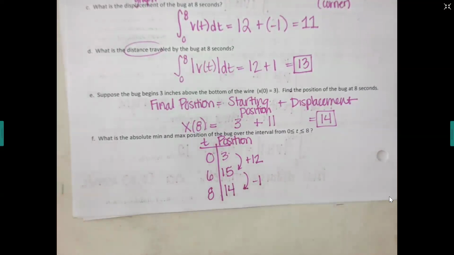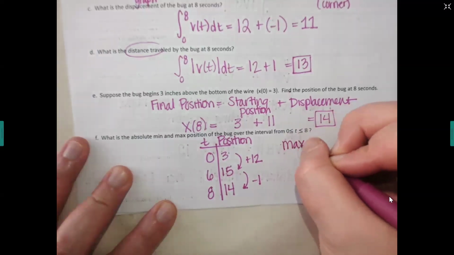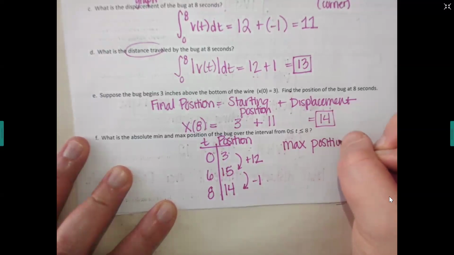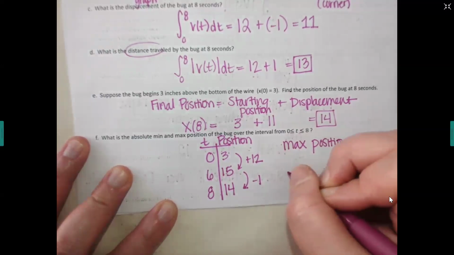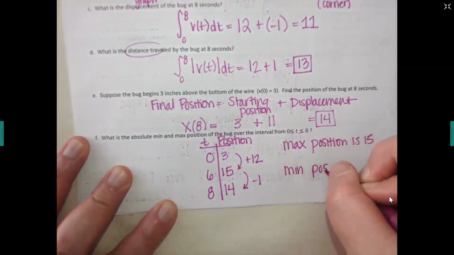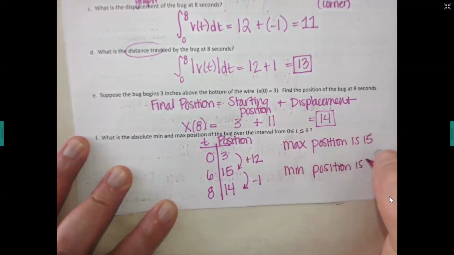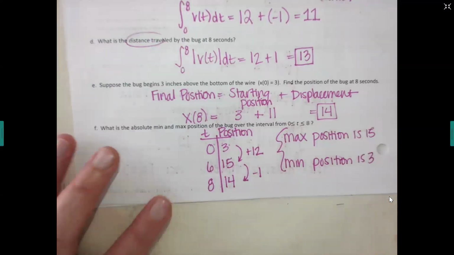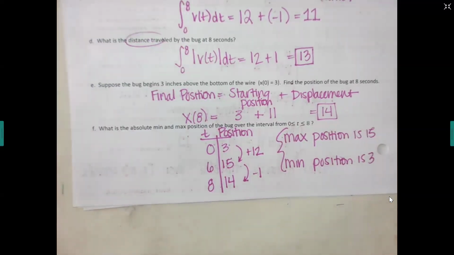So if you like it better in a chart form, that's totally fine. Okay, but you do need to know that general kind of concept right there. Okay, so then what would my max position be now that we're looking at our chart? 15. What would my min position be? 3. So we'll say the max position is 15. The min position. All right.